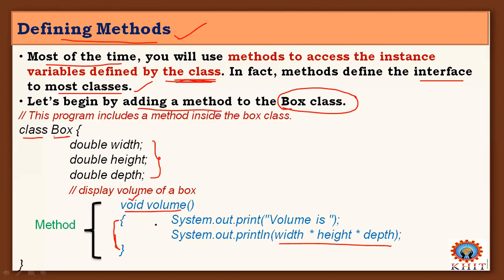Inside this scope I have two statements. System.out.println "volume of the box is" displays a simple statement on the screen, and the next System.out.println calculates the volume by multiplying the instance variables of the box class: width, height, and depth. So my task is over. I have defined the box class with one method called volume. This is the way of defining a method inside a class in Java programs.